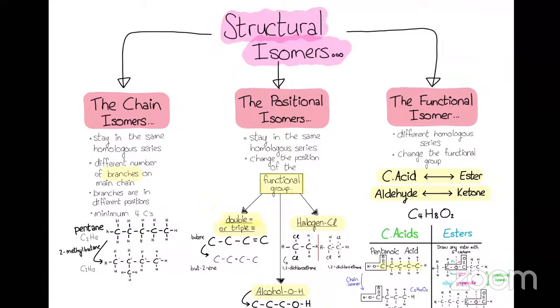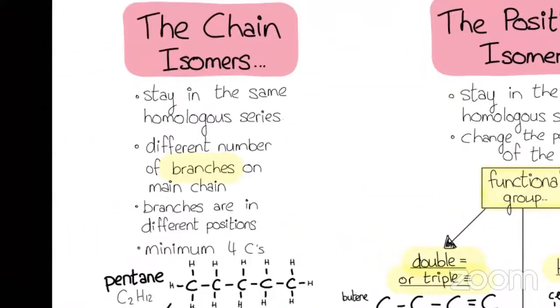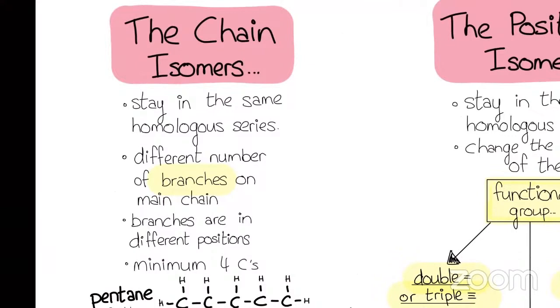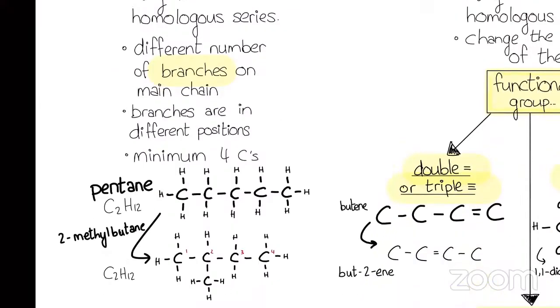should be fine. Okay, so under structural formula we discussed chain isomer, positional isomer, and functional isomer. So let's discuss chain isomer. With chain isomer, we are staying in the same homologous series, so the homologous series from one chain isomer to another chain isomer is the same. What is different is the number of branches on the main chain. So that's what changes. It's the amount of branches you have on your main chain. So that's why we call it the chain isomer.